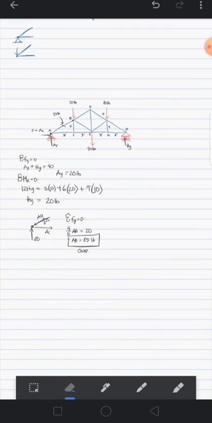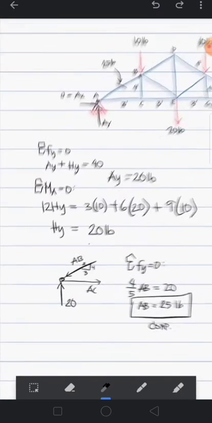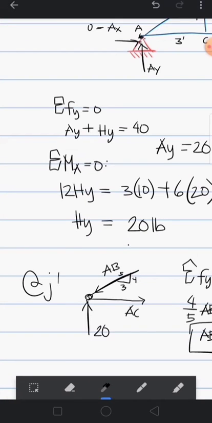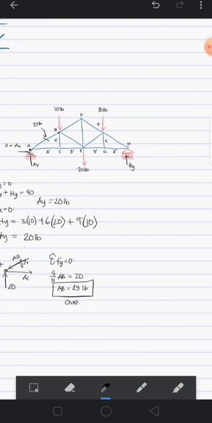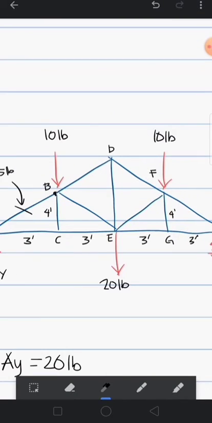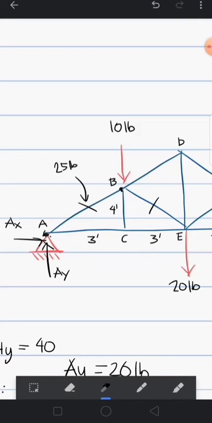Then, let's say, number 2, the method of sections. This one was the method of joints, starting at joint A. For the method of sections, suppose I want to know the force at BE. If I used the method of joints here, it would be difficult.